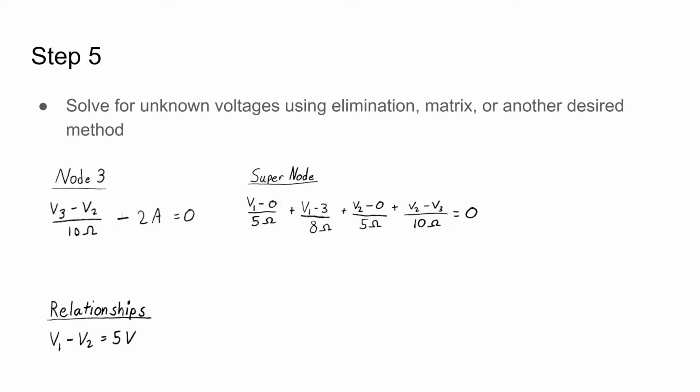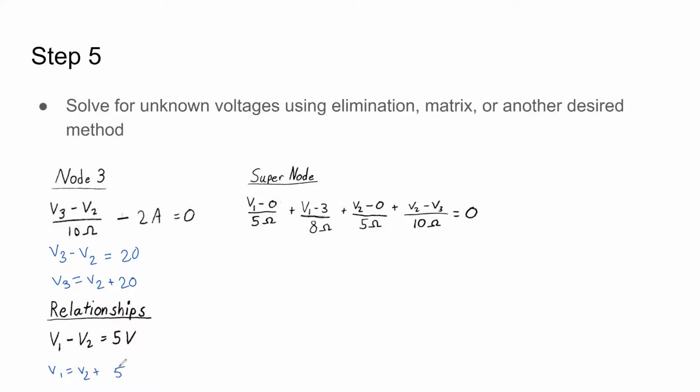Time to solve. We first solve our KCL equation for the non-supernode node 3. We first add 2 to both sides and multiply by 10. We can then solve for V3 so that V3 is equal to V2 plus 20. We can also solve our relationship equation in terms of V2 so that V1 is equal to V2 plus 5.